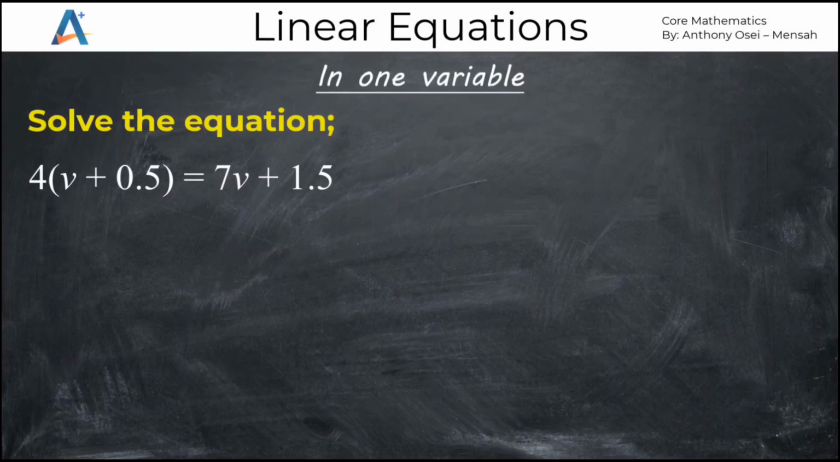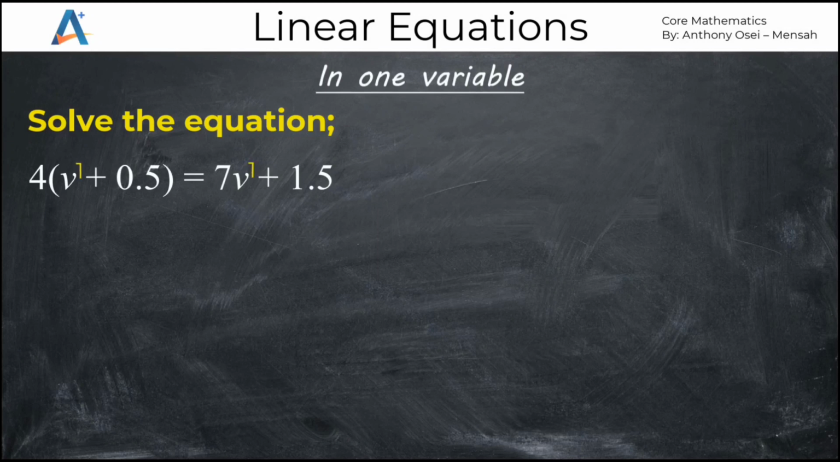Solve the equation 4(v + 0.5) = 7v + 1.5. Let us also analyze this question. We have an equal sign, so that qualifies this question to be an equation. Also, the variables on the left-hand side are the same. So variable v means it is in one variable. Now the equation is linear because that one variable has no power, meaning the power of the variable is 1.